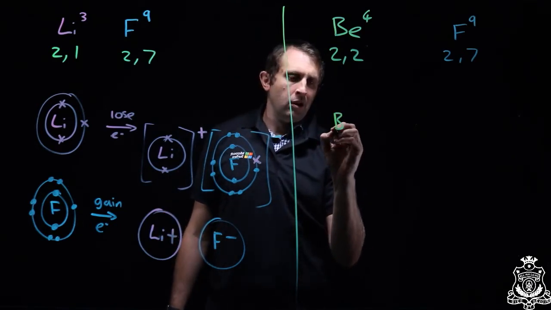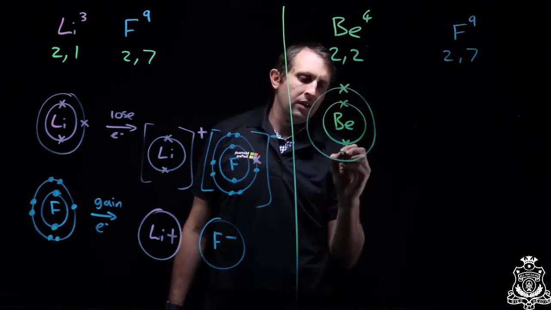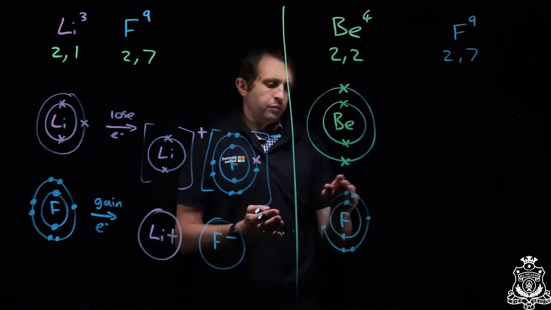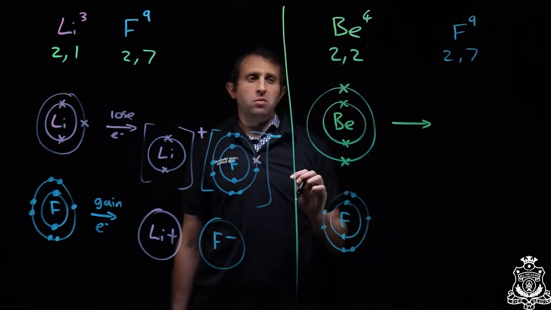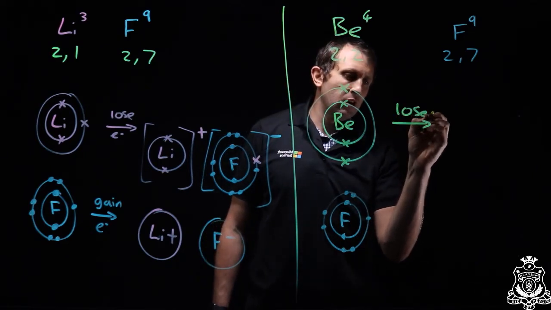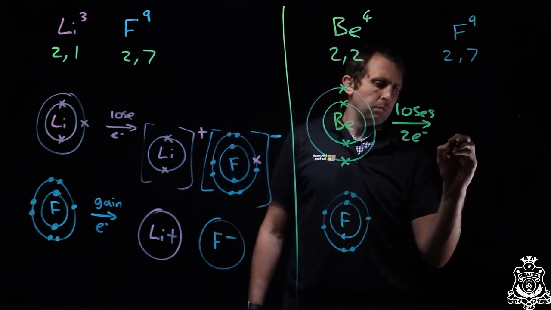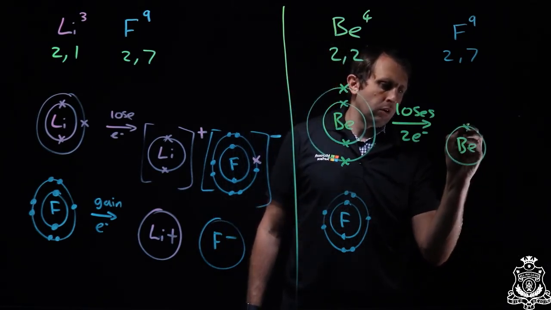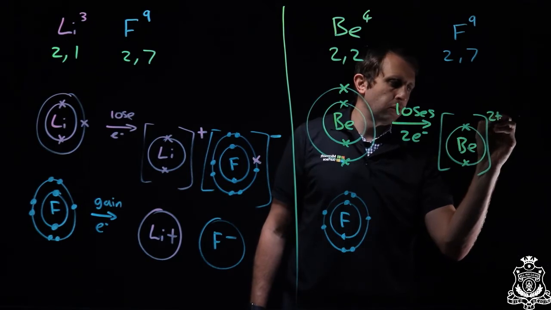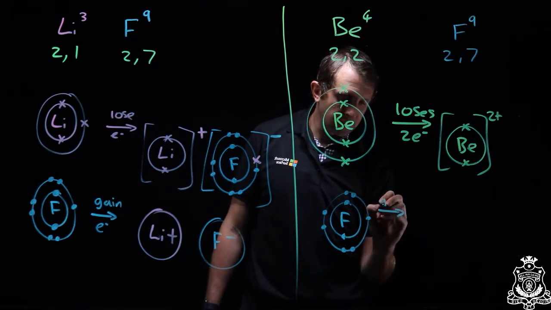So beryllium, this time, has 2 electrons in the outer shell. Fluorine is exactly the same as before. This one's a full outer shell. It's easier to lose 2 than to gain 6 for this second shell. So this loses 2 electrons. So this becomes beryllium. It looks like this. And because it's lost 2, it becomes 2+. Fluorine, as before, gains an electron.